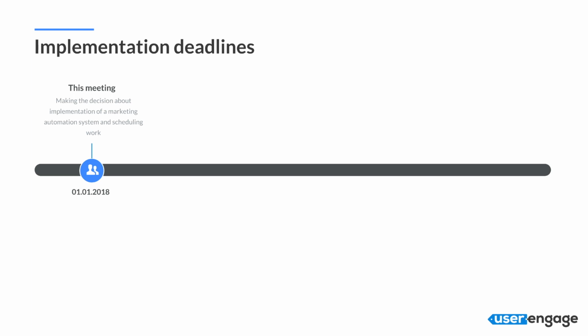This slide is titled Implementation Deadlines, but it's actually just implementation timeline. We just wanted to underline the fact that deadlines here are very important. So the first thing is this meeting. It's a quick introduction: choosing the system, assigning roles, and getting started with the work.